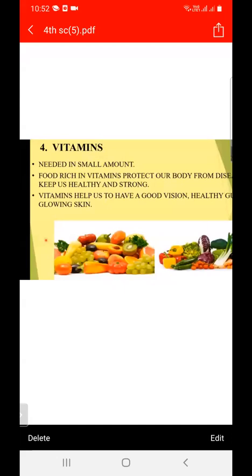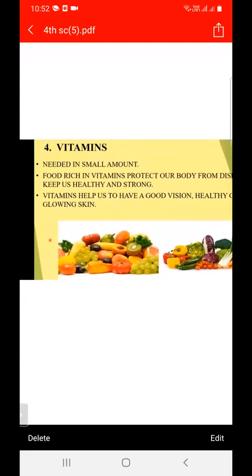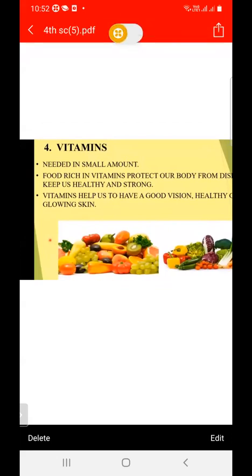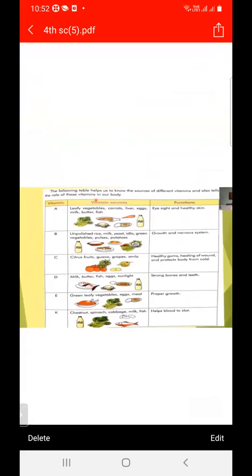And vitamins help us to have good vision and healthy skin. Food rich in vitamins keeps our body healthy and strong. Vitamins are needed in very small amounts. And next, there are different vitamins shown in the figure: A, B, C, D, E, K. And these are the vitamin sources: leafy vegetables, carrots, liver, egg, milk, butter.